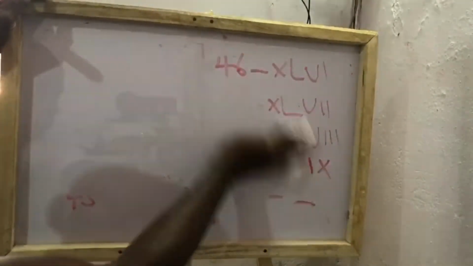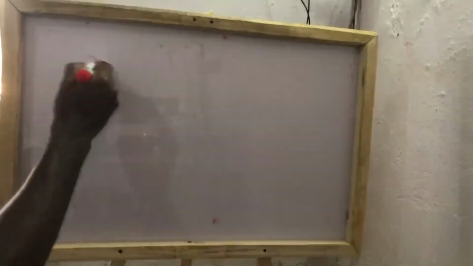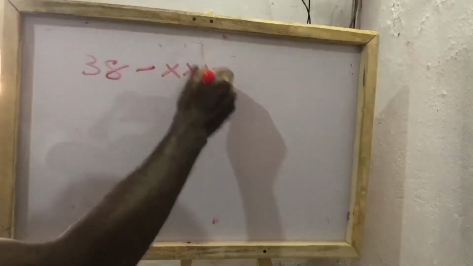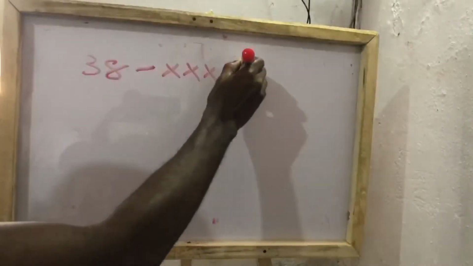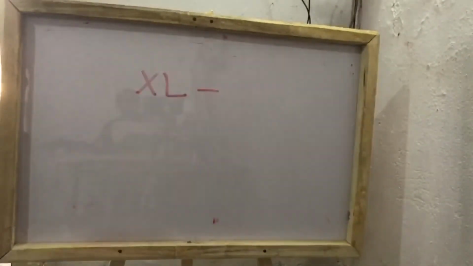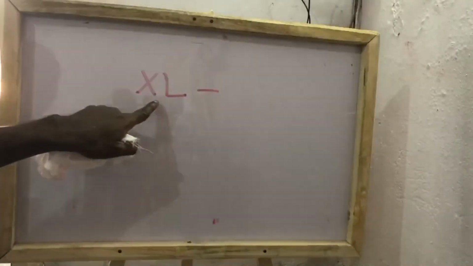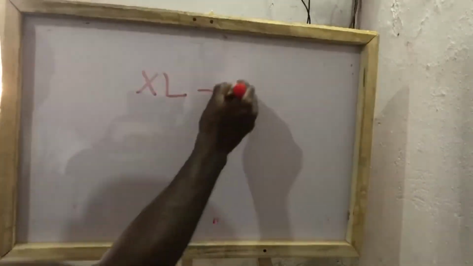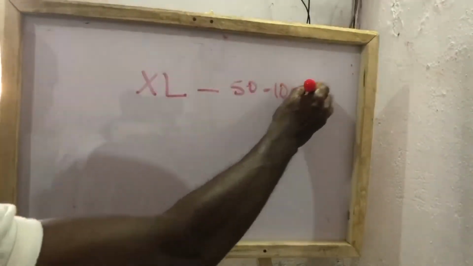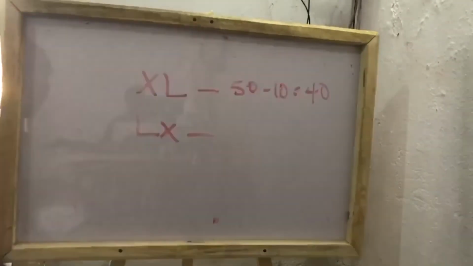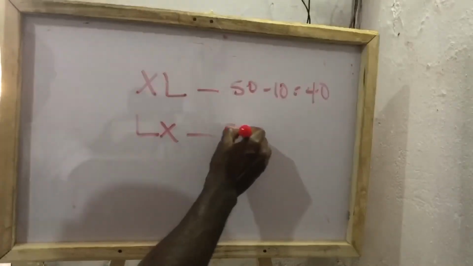So don't forget, if you want to write 38, you have XXX. 8 will be what? VIII. Okay? So also, you subtract when you have a lower number coming before a higher number. That is 50 minus 10, making 40. But when you have a lower number after a higher number, you add. That is 50 plus 10.